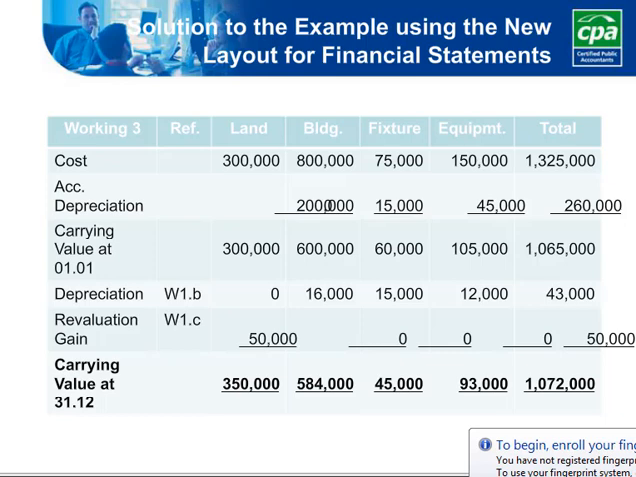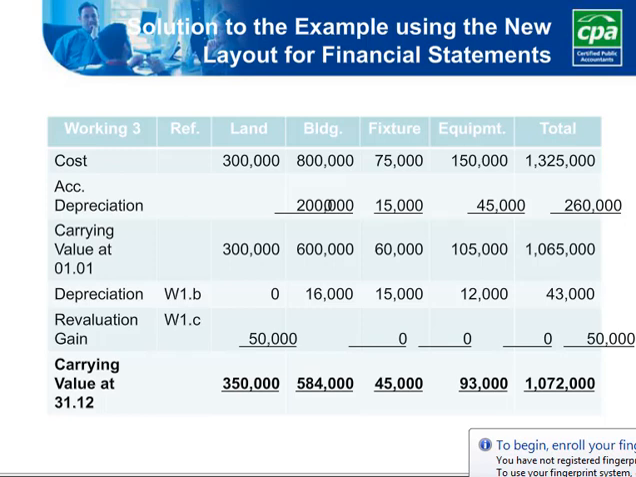Our next working is our working in relation to property, plant and equipment for the non-current assets section of the statement of financial position. We start off by looking at our cost less our accumulated depreciation brought forward, which will give us our opening carrying value of the non-current assets at the start of the year, and all this information is taken directly from the trial balance.